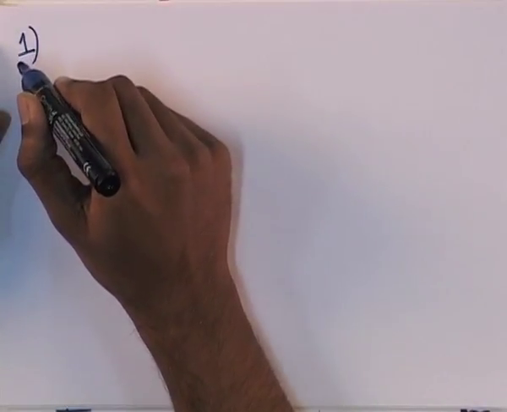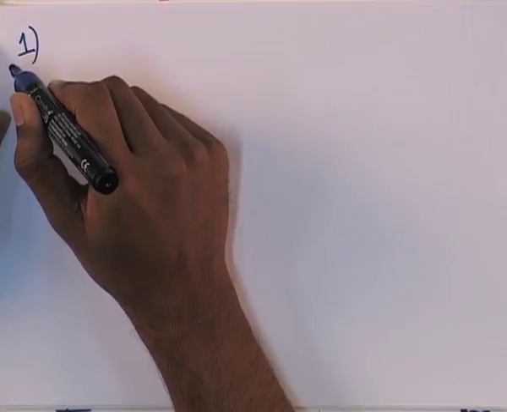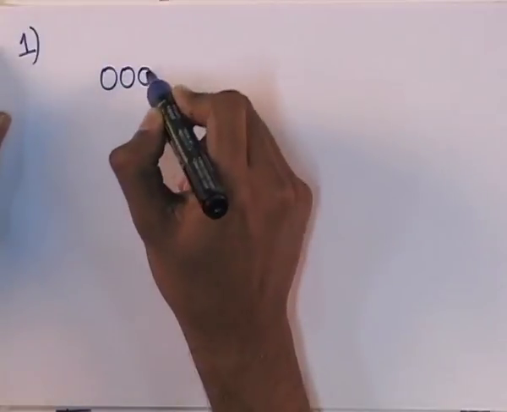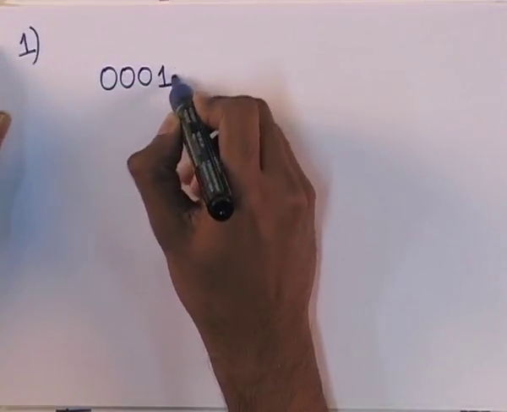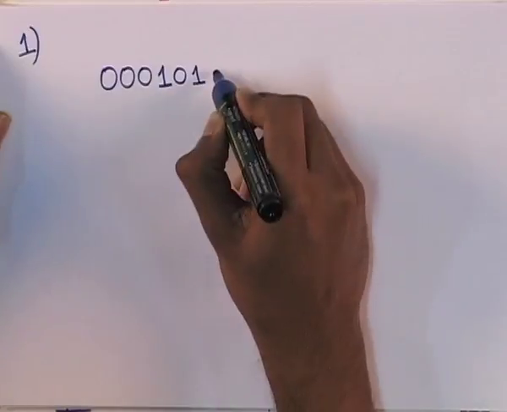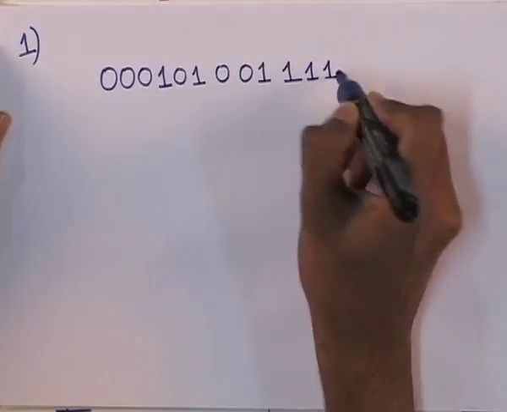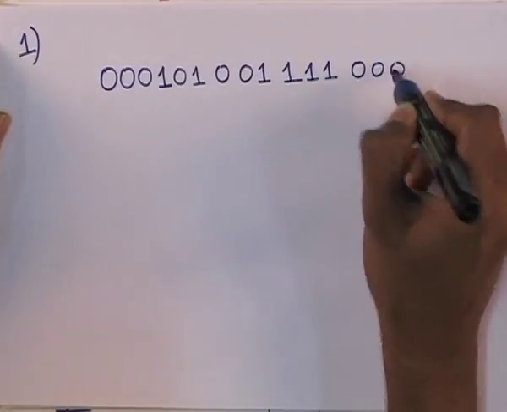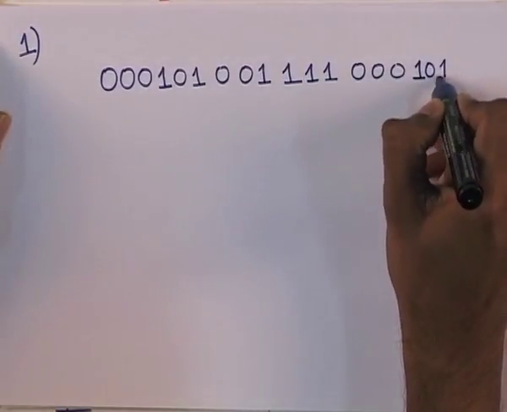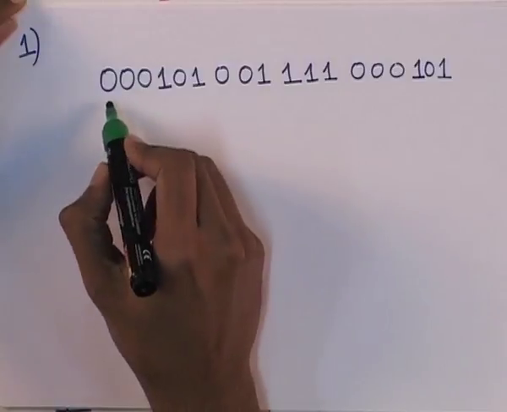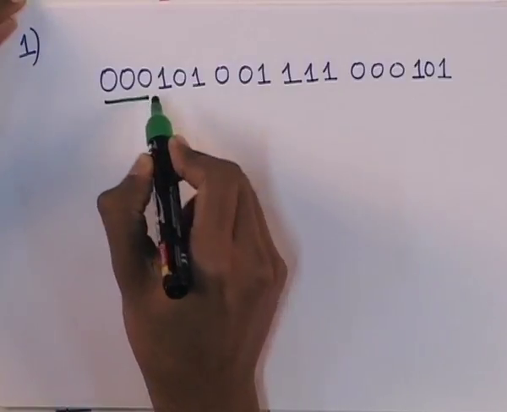So the question says, in a classical 3-bit error code, the string is received as 0, 0, 0, 1, 0, 1, 0, 0, 1, 1, 1, 1, 0, 0, 0 and 1, 0, 1. Now divide this code into chunks of 3 bits.